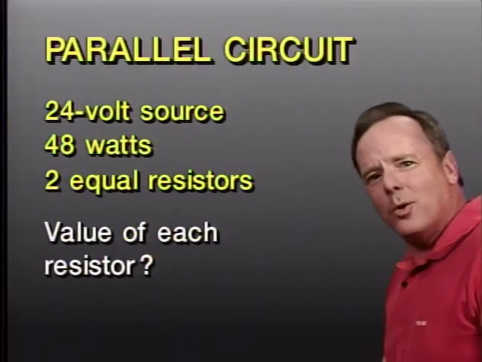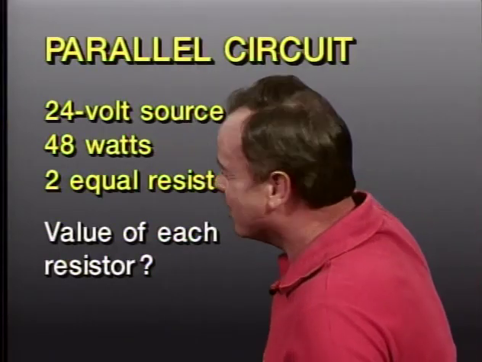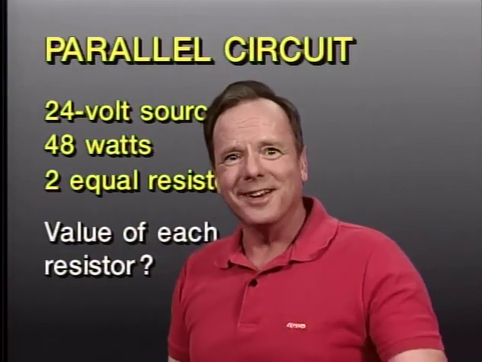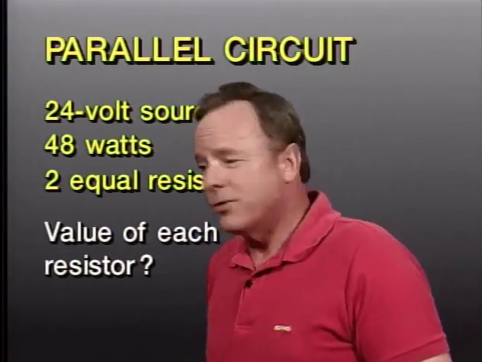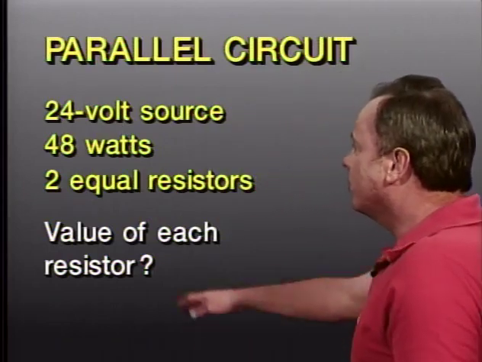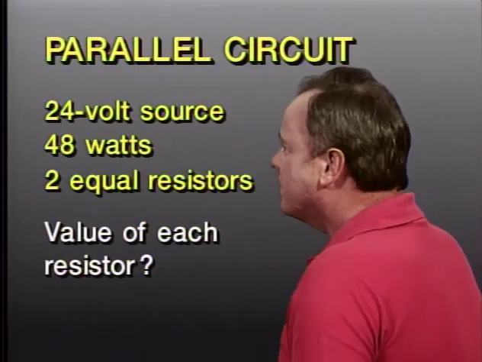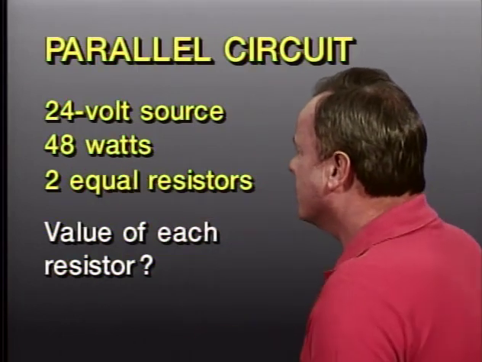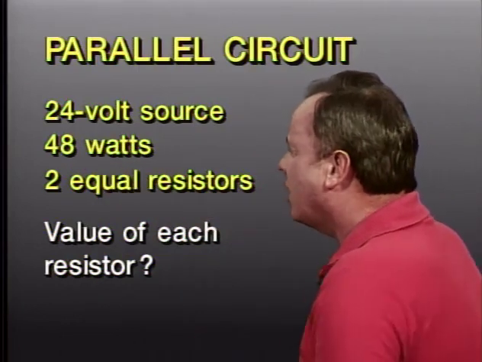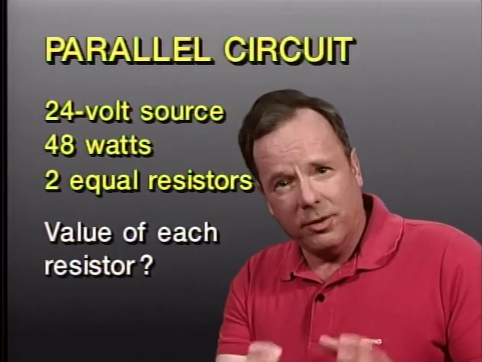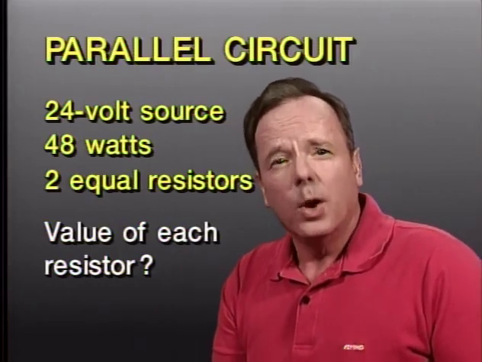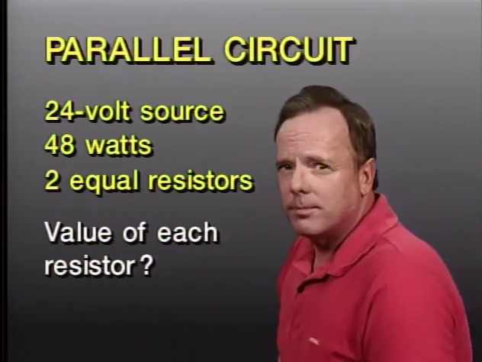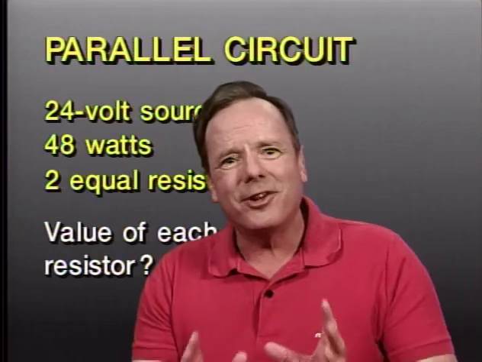Let's take a look at another question involving parallel circuits. The FAA is trying to make your life complicated with these parallel circuits, and they're doing it. Let's take a look at the question they're going to ask. First of all, they say that you have a 24-volt source, and that's the voltage that's required to furnish 48 watts to a parallel circuit, and this circuit contains 2 resistors of equal value. Now the question is, what is the value of each resistor? Oh my God. We can figure it out, never fear.